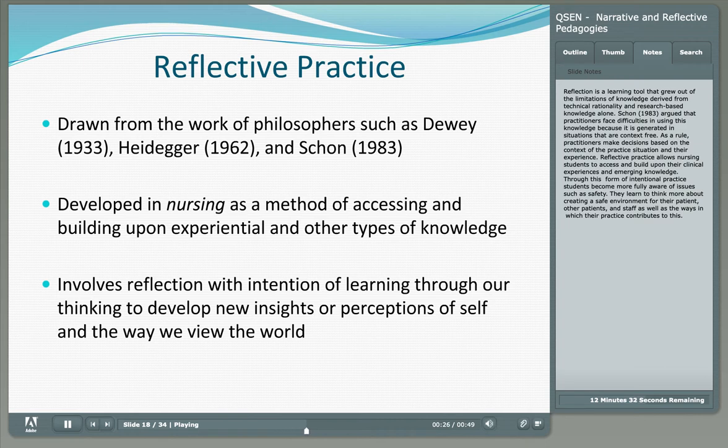Reflective practice allows nursing students to access and build upon their clinical experience and emerging knowledge. Through this form of intentional practice, students can become more fully aware of issues such as safety. They learn to think more about creating a safe environment for their patient, other patients, and staff, as well as the ways in which their practice contributes to this.